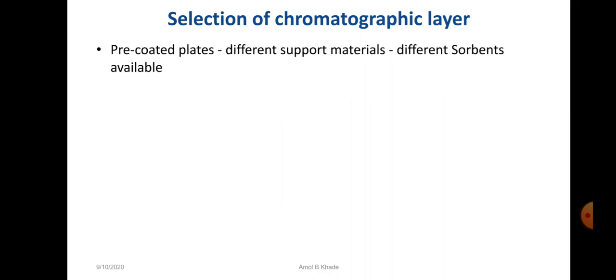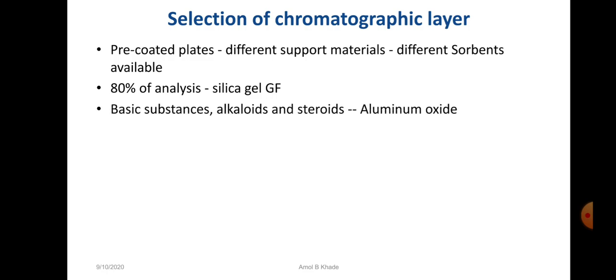Now coming to the selection of the chromatographic layer, pre-coated plates have different supporting materials, and silica is a very widely used adsorbing material on the alumina sheets as a stationary phase. So usually we use silica gel GF, and this G is the gypsum which acts as a binder, and this F stands for the fluorescent material. Now 80% of the analysis is usually done with the silica gel GF.